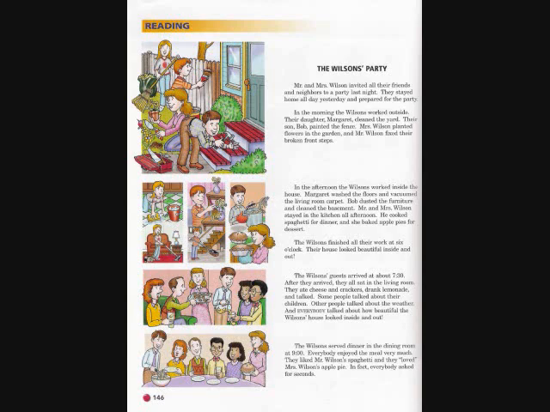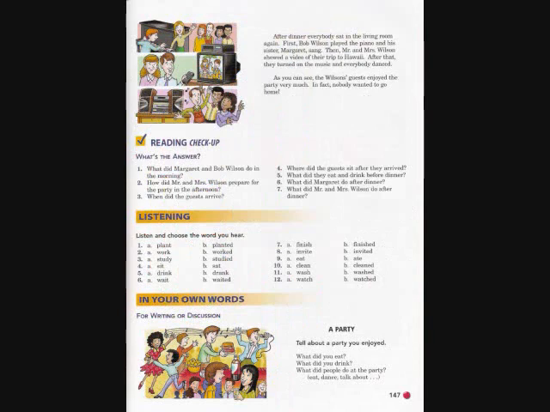After dinner, everybody sat in the living room again. First, Bob Wilson played the piano, and his sister Margaret sang. Then, Mr. and Mrs. Wilson showed a video of their trip to Hawaii. After that, they turned on the music, and everybody danced. As you can see, the Wilsons' guests enjoyed the party very much. In fact, nobody wanted to go home.